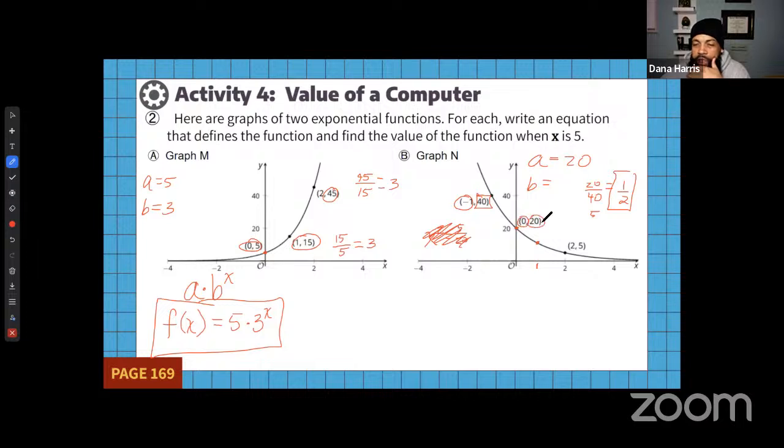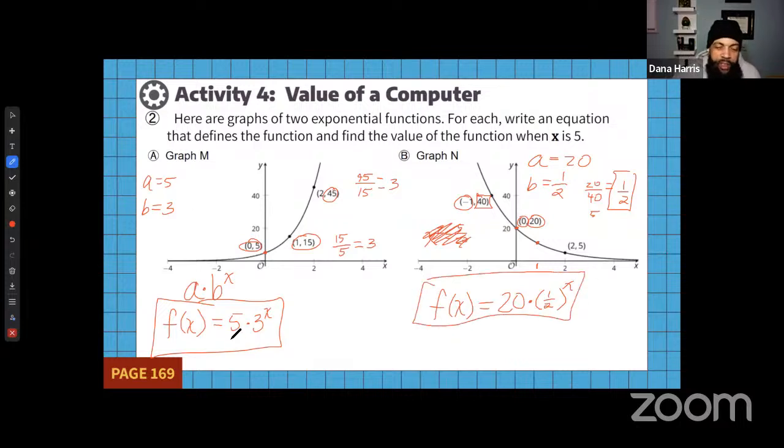to 20 when x equals 0. So that decreases by 1/2. All right, so b is equal to 1/2. So I can say f of x equals 20, that's my initial value, times 1/2 or 0.5 to the x power. And that gives me my function.